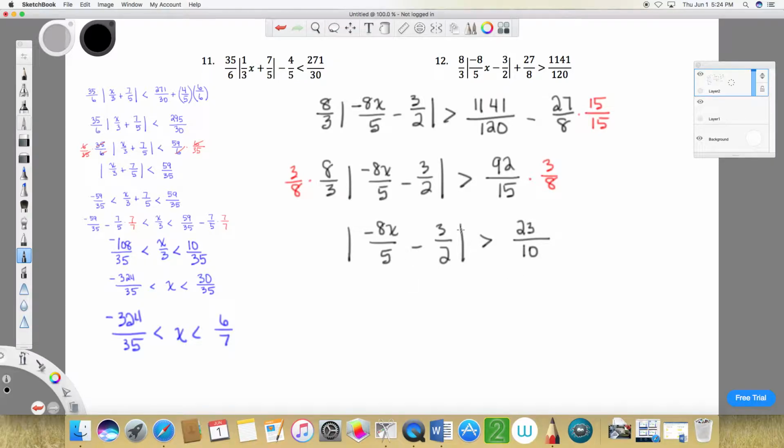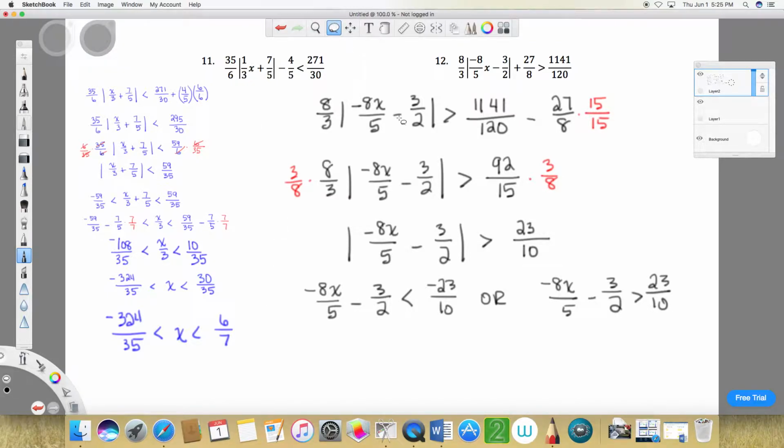Now, since the arrow is pointing away from the absolute value, I come over here, I drop the absolute value symbols. I've got negative 8x over 5 minus 3 halves. Change the direction of the arrow and change the sign, this negative 23 over 10. Or I simply drop the absolute value symbols. When I shade my solution set, it's going to be away from the middle in the tail region. So we need to work towards that and see if that's the case.